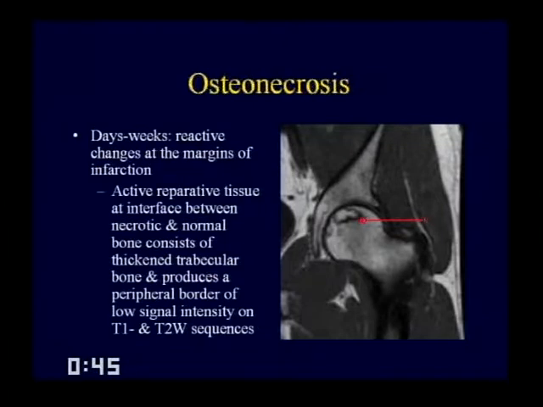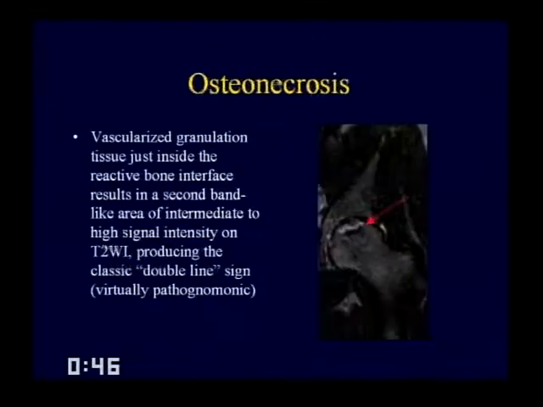This is active reparative tissue at the interface between the necrotic and the normal bone. It consists of thickened trabecular bone. The sclerosis you'll see on plain radiographs, and produces this peripheral border of low signal intensity on both T1 and T2 weighted images. You can also see vascularized granulation tissue just inside that reactive bone that results in a second band-like area of high signal intensity on T2 weighted images.